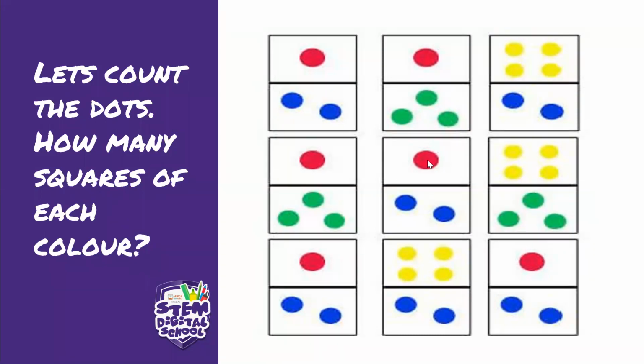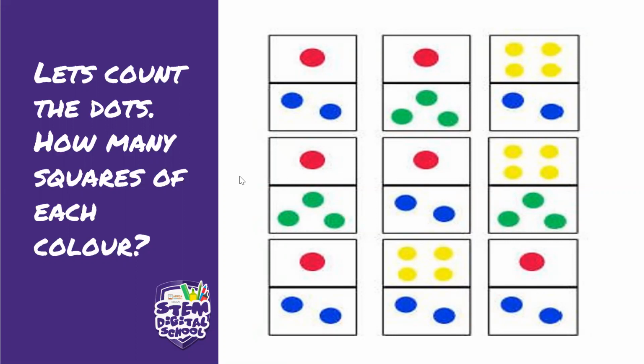1, 2, 3, 4, 5, 6. Yes. So how many red dots are there? 1, 2, 3, 4, 5. Let's count again. 1, 2, 3, 4, 5, 6. Yes, there are 6 red dots. There are 6 red dots.